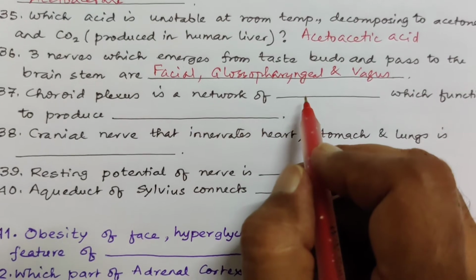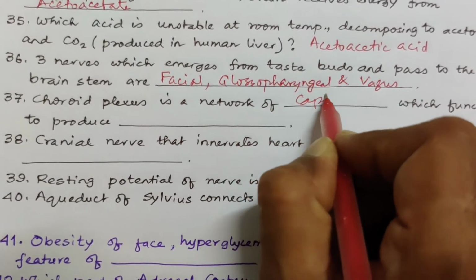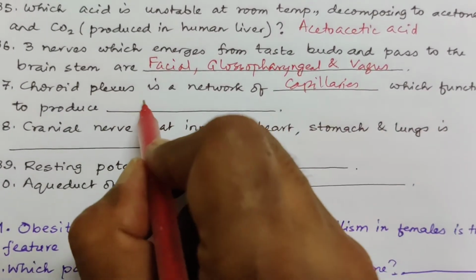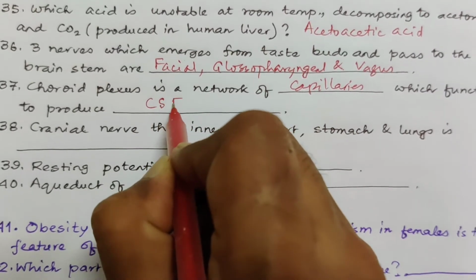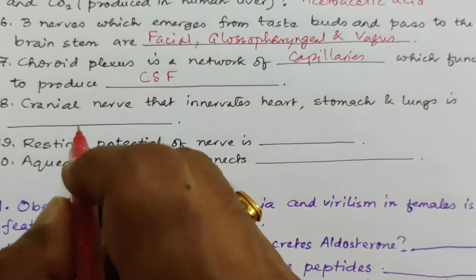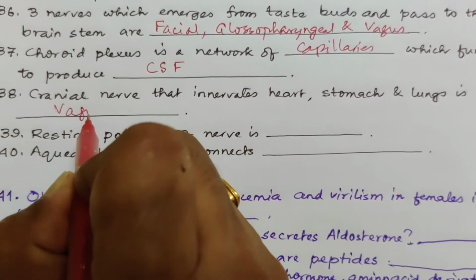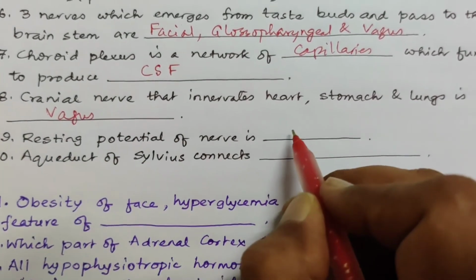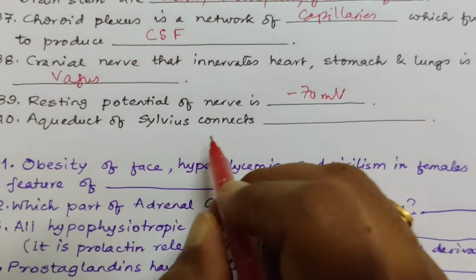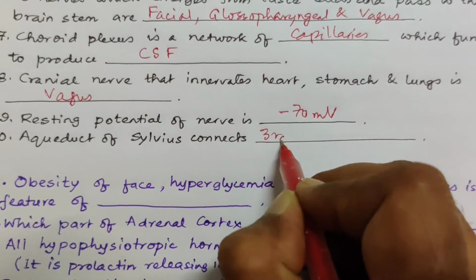Choroid plexus is a network of capillaries which functions to produce CSF, cerebrospinal fluid. Cranial nerve that innervates heart, stomach and lungs is vagus nerve. Resting potential of nerve is minus 70 millivolt. Aqueduct of Sylvius connects third and fourth ventricles.